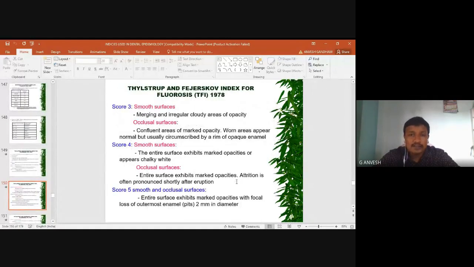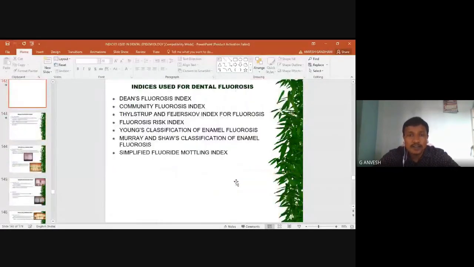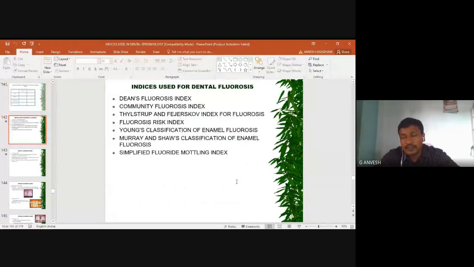And we have another index called the fluorosis index. You know what fluorosis is, right? To assess the severity of fluorosis, we have various fluorosis indexes. Among them, the popular one is Dean's fluorosis index, and we have CFI, that is the community fluorosis index. The third one is the Thylstrup and Fejerskov index for fluorosis, the fluorosis risk index, Young's classification of enamel fluorosis, Murray and Shaw's classification of enamel fluorosis, and the simplified fluoride modeling index.